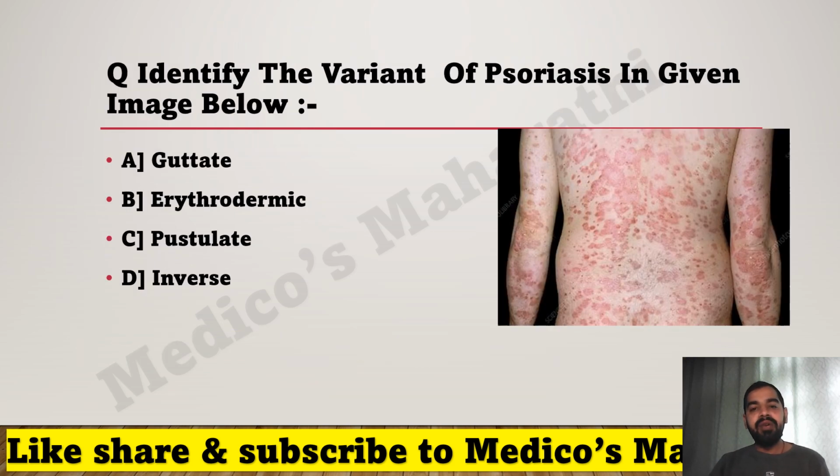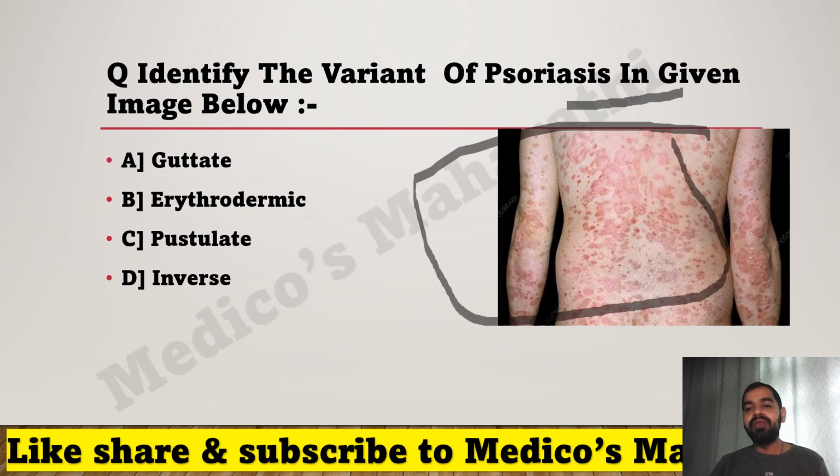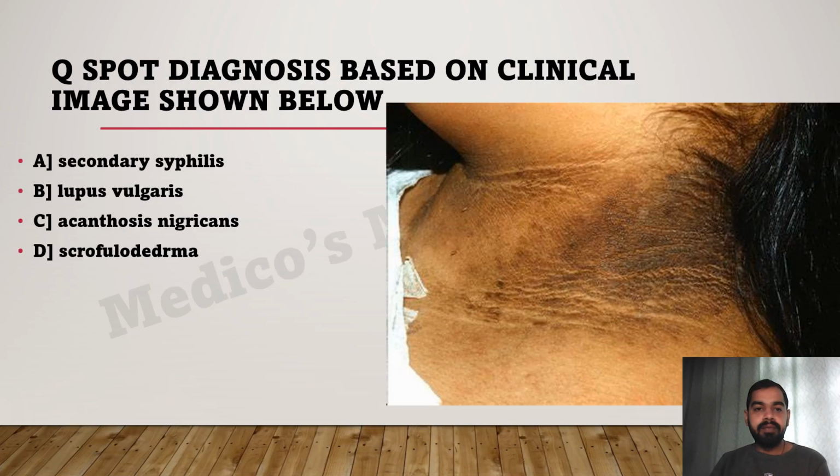Identify the variant of psoriasis in the given image below. So my dear friends, you have to identify the variant of psoriasis here. And my dear friends, this is the guttate variant of psoriasis. Here the correct choice will be guttate variant of psoriasis, my dear friends.